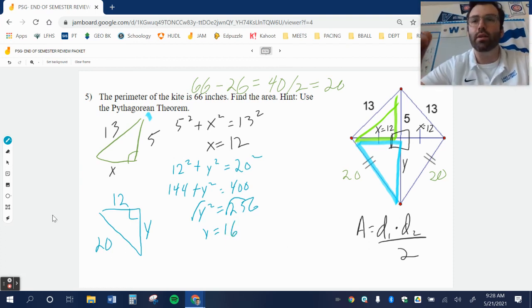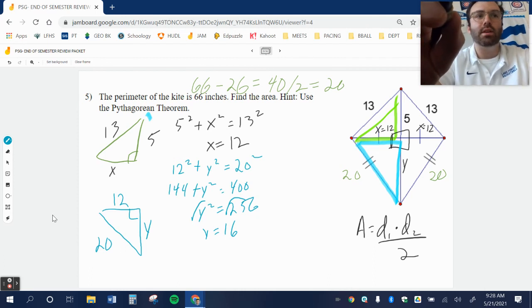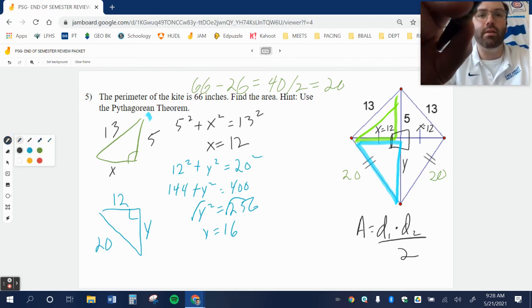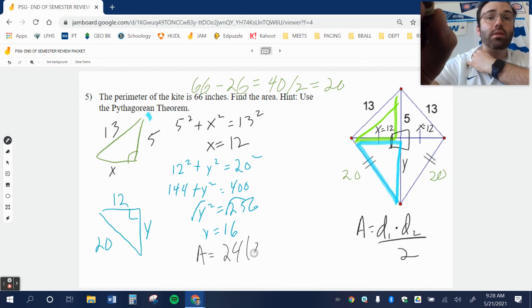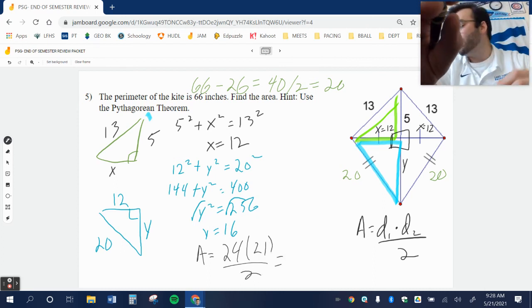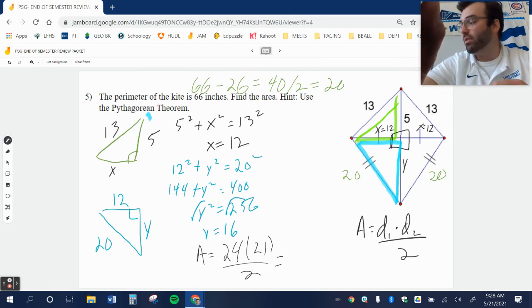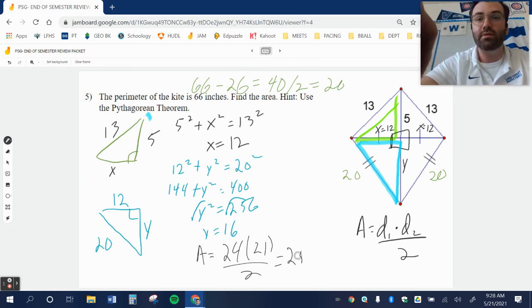All right. So I know that that part's 16, so now I can finally find my area. Area equals 24 times 5 plus 16, so 21, all over 2. That's 504 divided by 2, so it's 252 inches squared. I'm going to pause there and pick up with the next one.